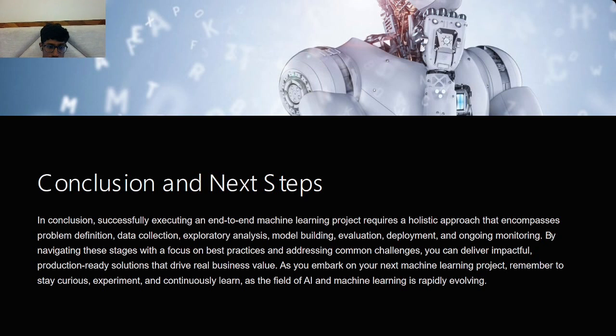Now we have come to the conclusion and what further next steps can be made to improve your end-to-end machine learning project. In conclusion, successfully executing an end-to-end machine learning project requires a holistic approach that encompasses problem definition, data collection, exploratory analysis, model building and evaluation, deployment, and ongoing monitoring. By navigating these stages with a focus on best practices and addressing common challenges, you can deliver impactful production-ready solutions that drive real business value.